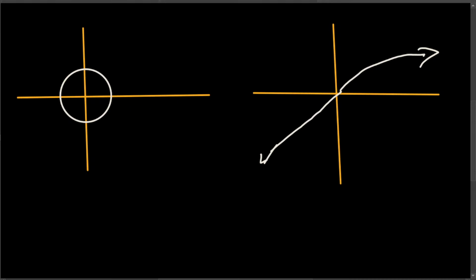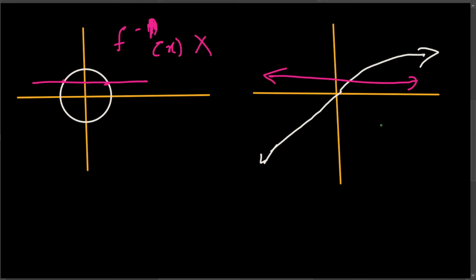No, because if you draw a horizontal line, it passes more than one point, so this is not a one-to-one function. And therefore this one doesn't have an inverse function. The inverse function does not exist. And this one, if you draw a vertical line, it only passes through one point at a time, so this is a one-to-one function, and the inverse function does exist. Let's look at another example.